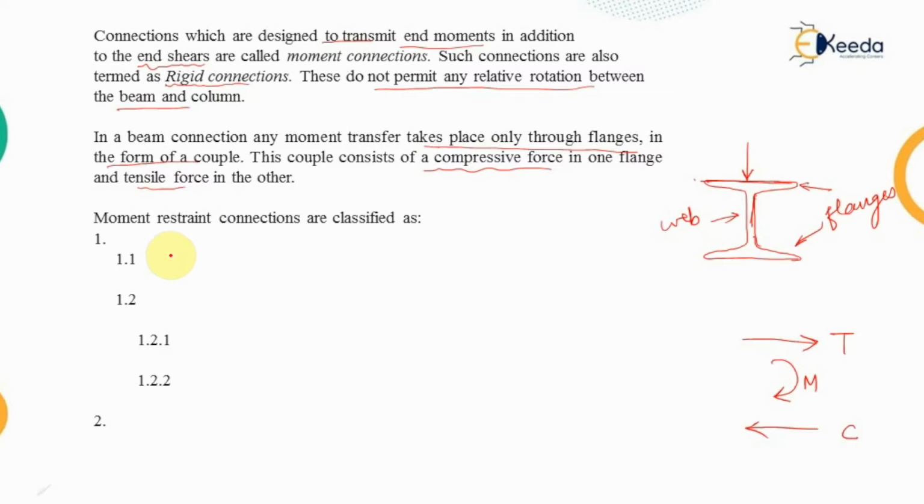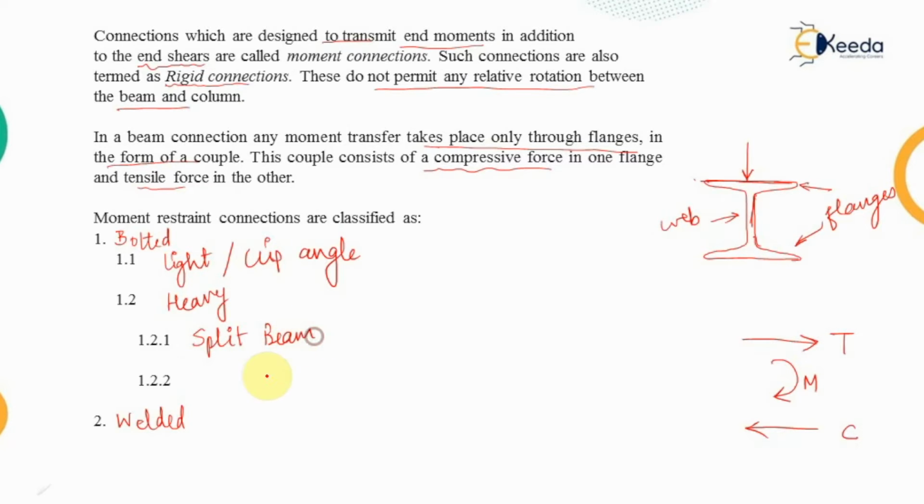Now these moment resistant connections are further classified into primarily two categories: the bolted connection and the welded moment connection. One by one we will discuss them all. The bolted connections, depending upon the type of moment coming onto them, are further classified into two categories: the light moment connection and the heavy moment connection. The light moment connections are also known as clip angle moment connections, while for heavy moment connections, whenever the load or the moment coming onto the connection is very high, the heavy connections are to be provided. They are further classified into two categories: the split beam connection and the bracket connection. One by one we will discuss them all.